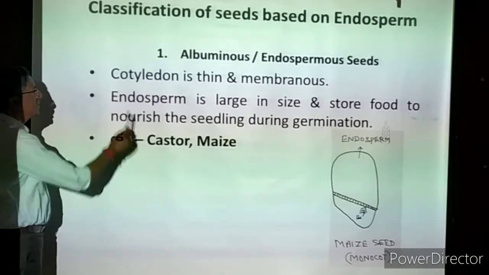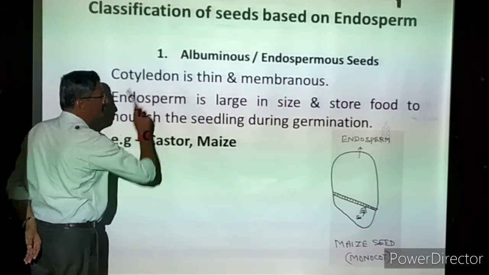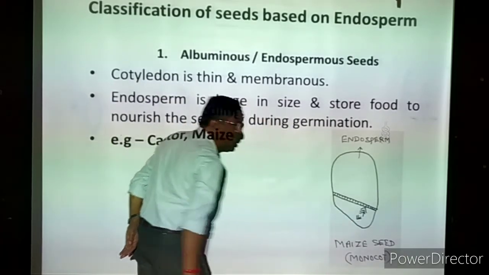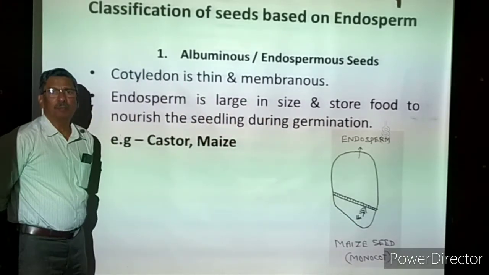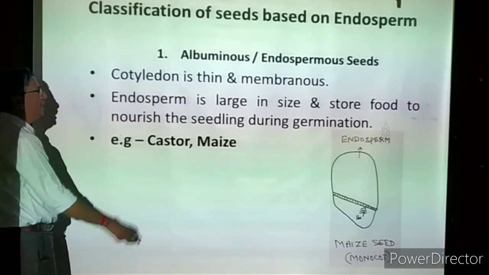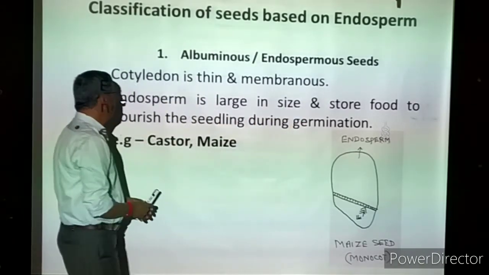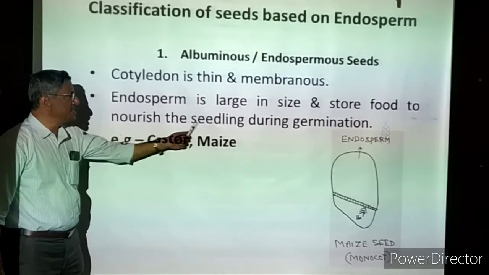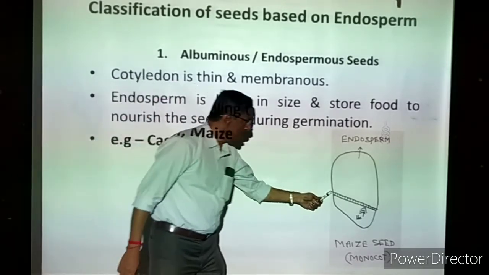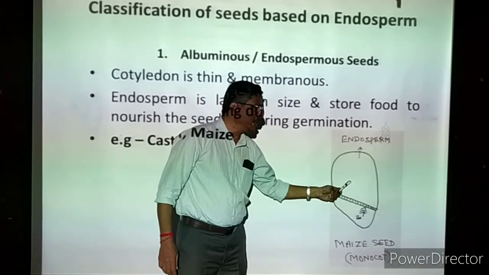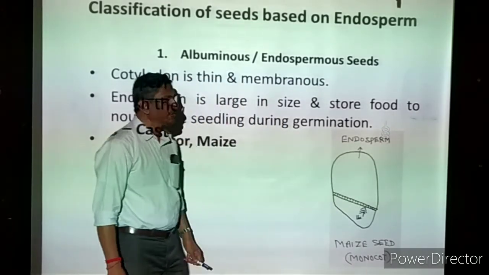Okay. Now see that the cotyledon is thin and membranous. This is the cotyledon. It is very thin and membranous, not meant for storage of food material. The endosperm is large in size and stores food to nourish the seedlings during germination. The endosperm is very large and it is storing a lot of food material for the germination of the embryo.